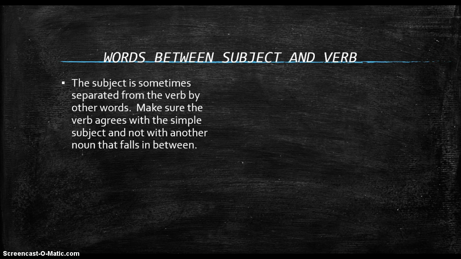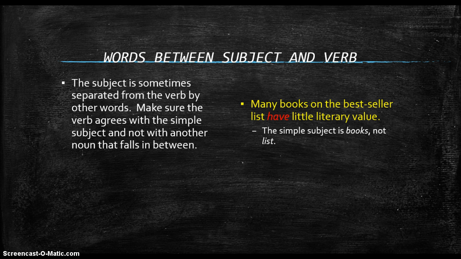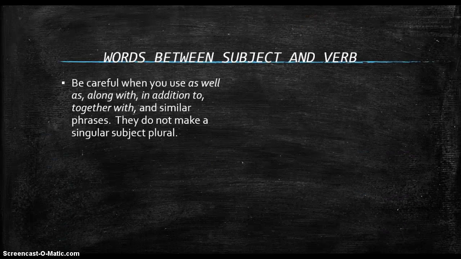When you have words that come between the subject and the verb, you need to make sure that the verb agrees with the subject and not with any other noun that comes in between. Let's look at the example. Many books on the bestseller list have little literary value. The subject of the sentence is books, not list, so we're going to use have. If we take out the prepositional phrase on the bestseller list, we would say many books have little literary value. So that's how we know we have agreement.